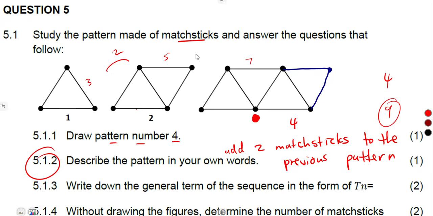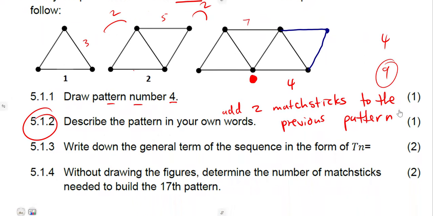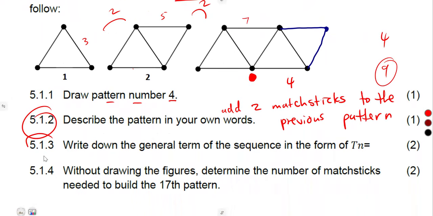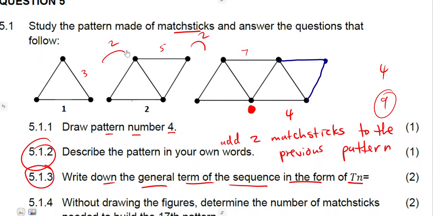We started with 3, 5. So there's a difference of 2, a difference of 2. The other one is 9. So you're simply saying 5 plus 2, that's 7. 7 plus 2, 9. The following one is going to have 11 plus 2, 13, and so on and so on. So that was the condition. Then 5.13, write down the general term of the sequence in the form Tn is equal to.